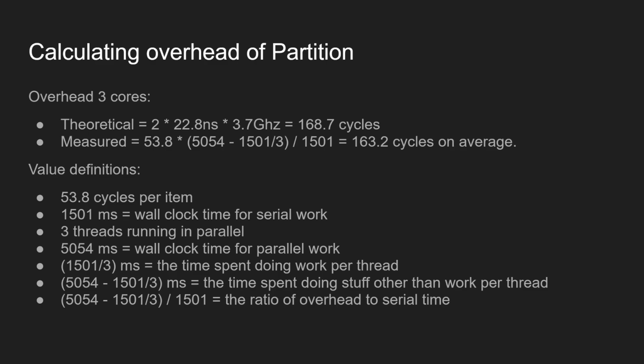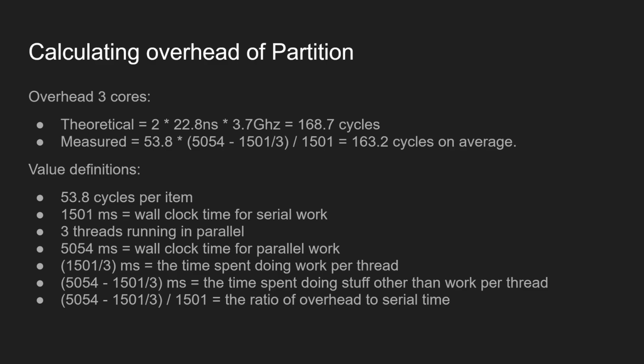This is because we're sending 2 messages to and from a core, and there's a 22.8 nanosecond measured average latency when measured at 3.7 gigahertz. From a serial benchmark, I know that each test item takes on average 53.8 cycles, and that the entire serial run took 1,501 milliseconds wall clock time. When running on a cluster of cores, there are 3 threads that are running in parallel, and the total amount of wall clock time to complete the work was 5,054 milliseconds when running in parallel.